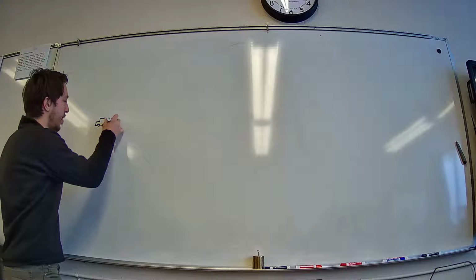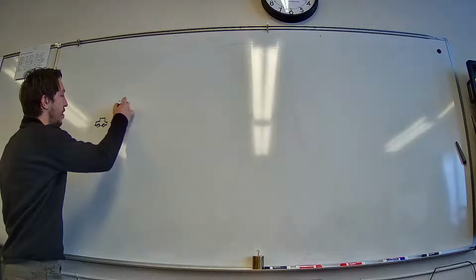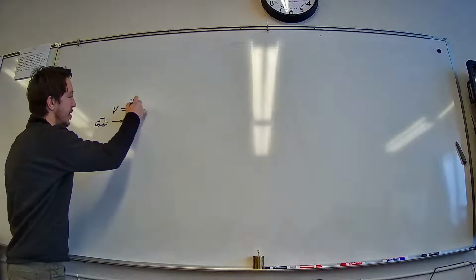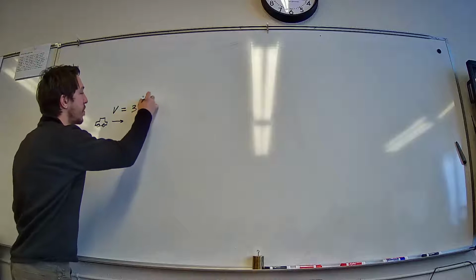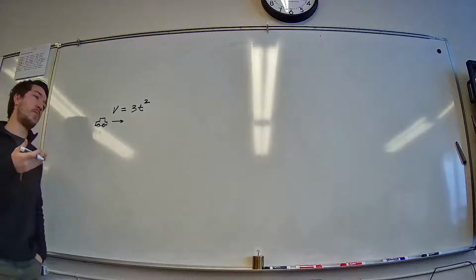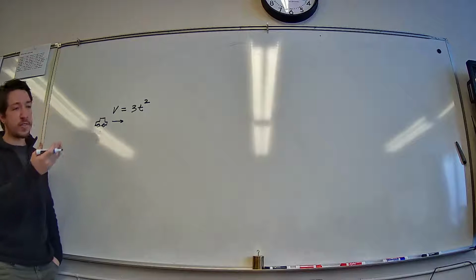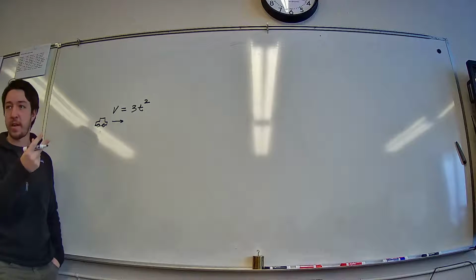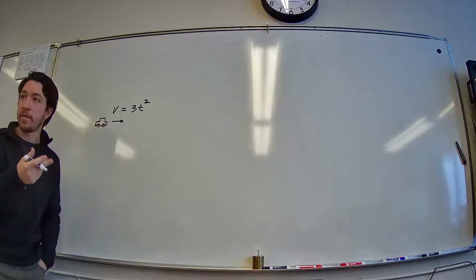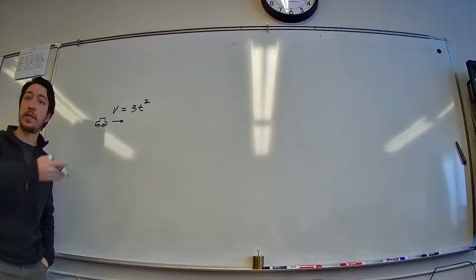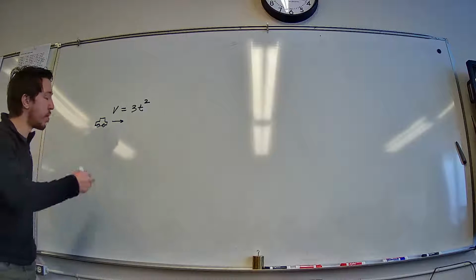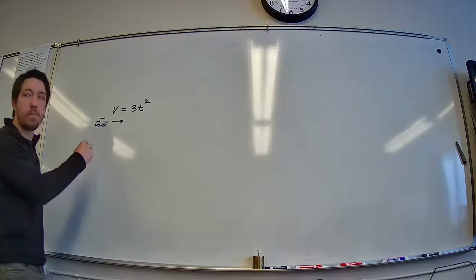Let's say this car is traveling and its velocity function is something simple like 3t squared. So what that would mean is at time 0, his velocity is 0. At time 1, his velocity is 3. At time 2, his velocity is 12, and so on and so forth, right? So his velocity is increasing.